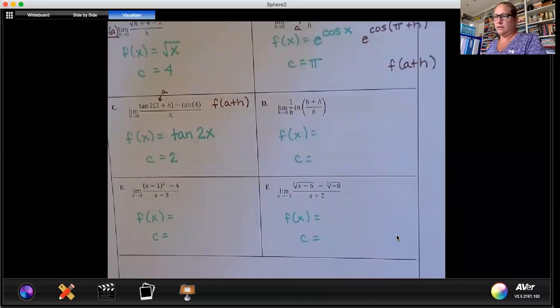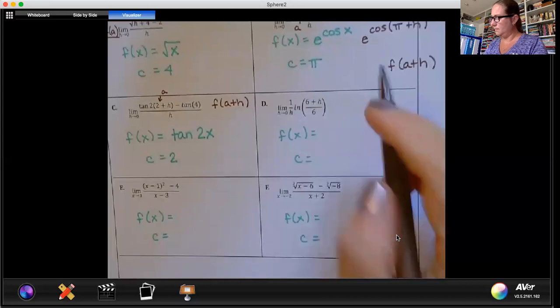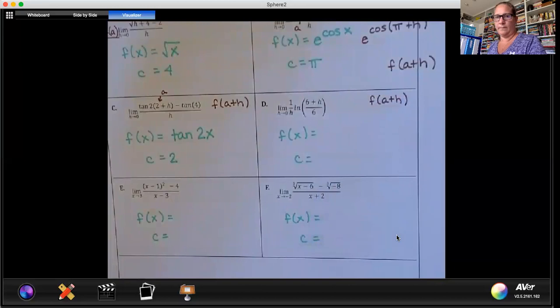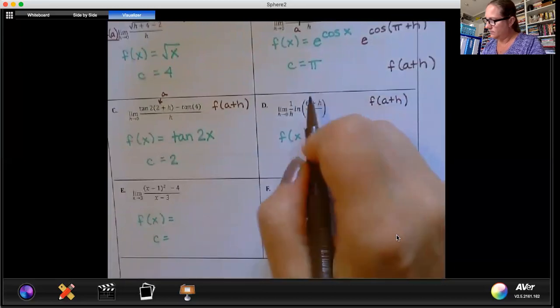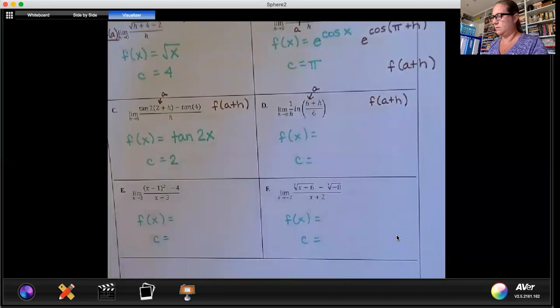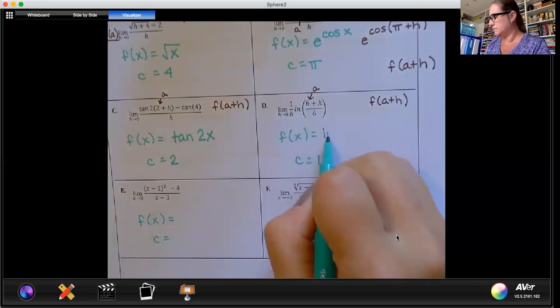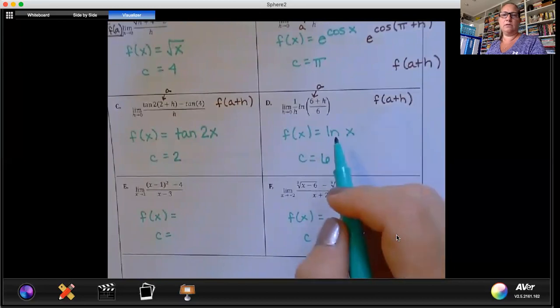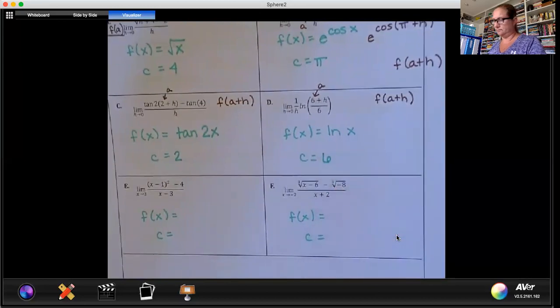Same function here. Limit as h approaches 0, 1 over h, natural log of 6 plus h over 6. Keep in mind f of a plus h. A is going to be your number. So c will be 6. And then your function would just be natural log of x. When you plug it in, your f of a plus h would just be your function ln x.